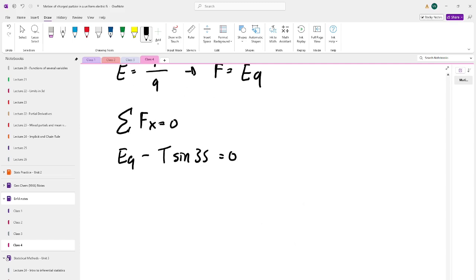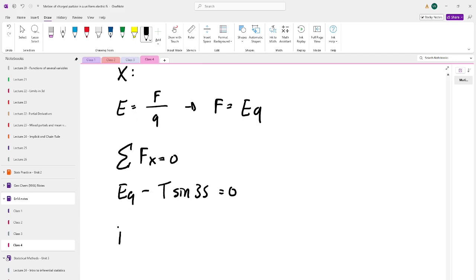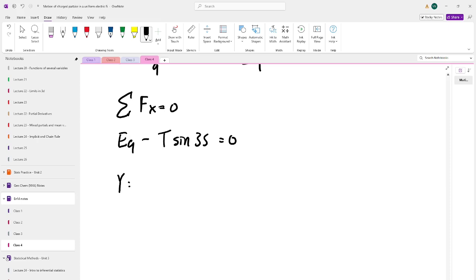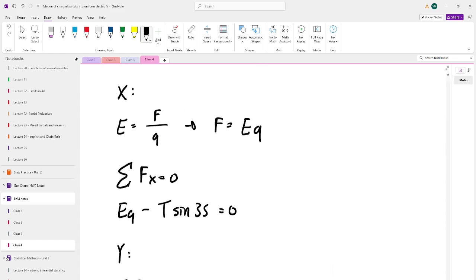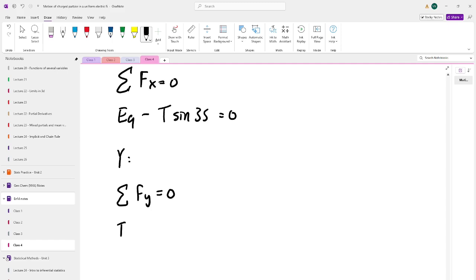So here, let's think about what I know. I mean, sine 35 is a number. I know Q, because it's given. I don't know E. I'm actually looking for E, so that's pretty convenient. Okay, so let's consider what's happening in Y right now. So in Y, what do I have? Well, I have gravity, first of all. So all the forces are equal to 0. And then we have gravity, and then we have tension. So for the tension, I'm going to get T cos of 35 minus gravity, which is going to be equal to mg, is equal to 0.